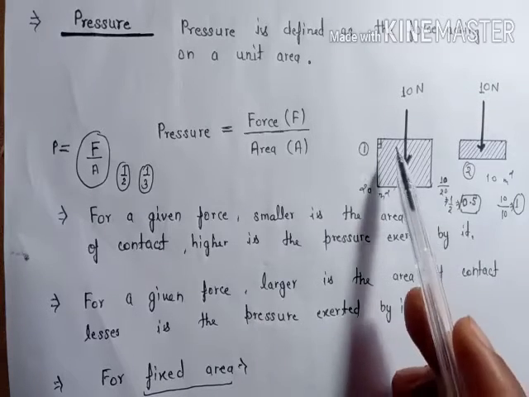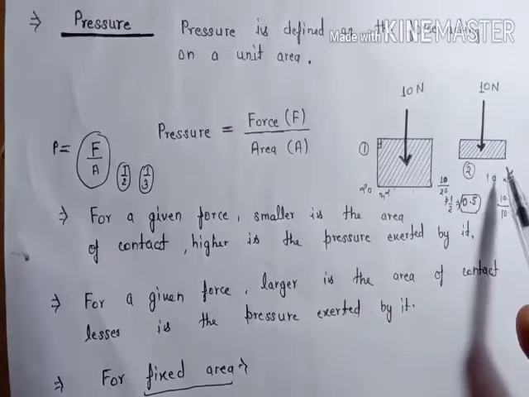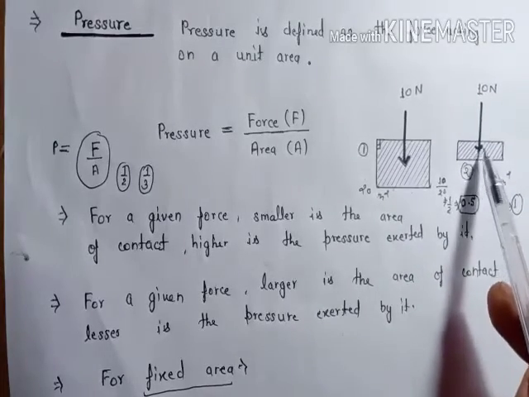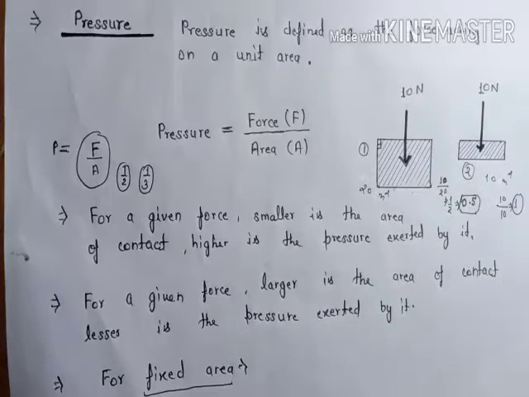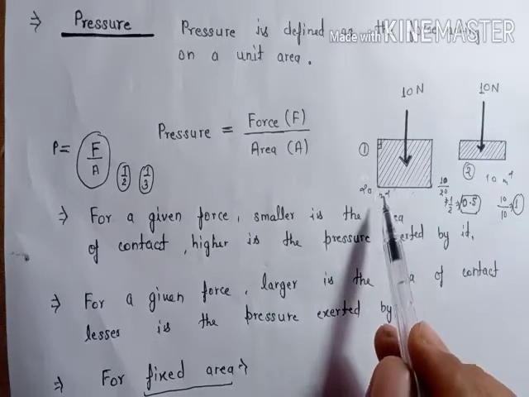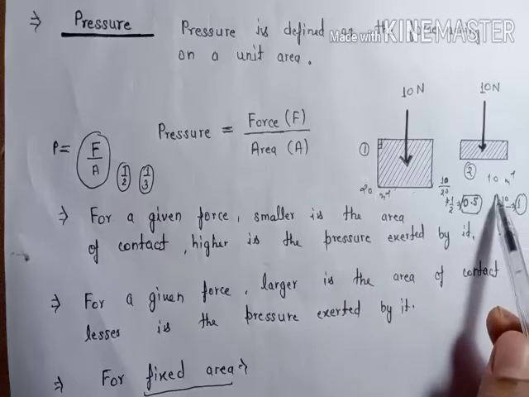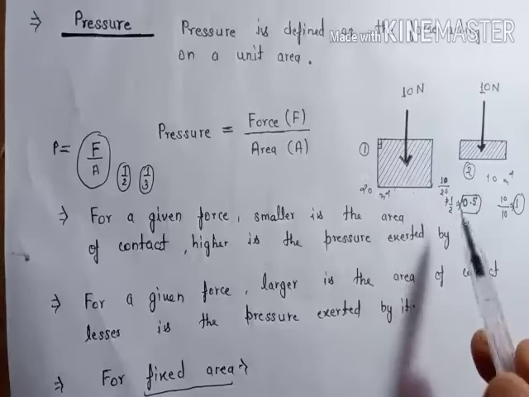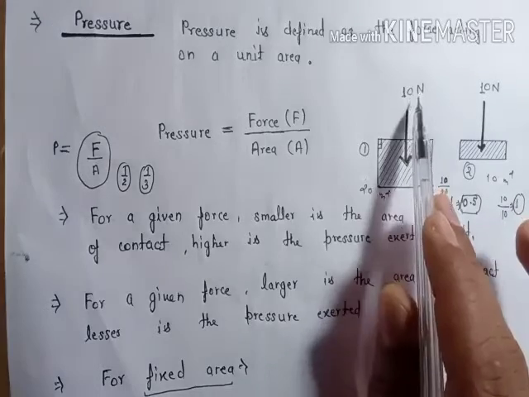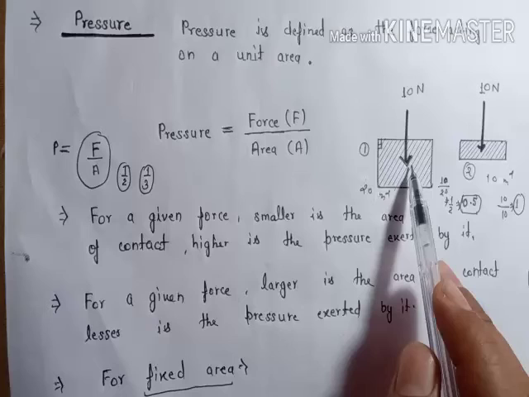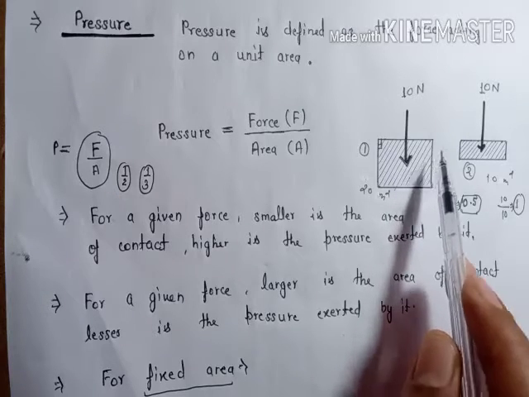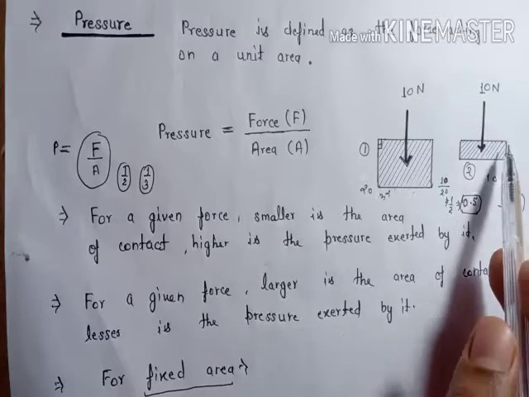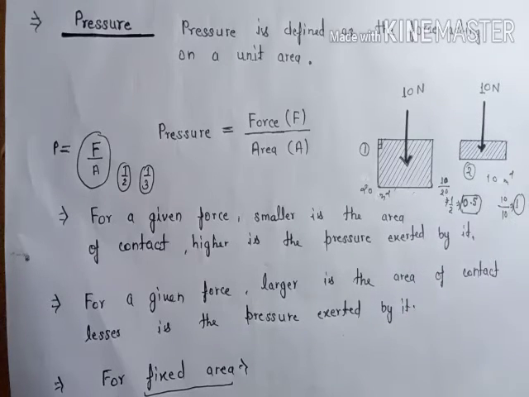You can see there are two blocks here, and on these two blocks a 10 Newton force is being applied. The areas of the blocks are 20 meter square and 10 meter square respectively. First it is 20 meter square and for the second it is 10 meter square. This 10 Newton force is distributed over this area, and the same 10 Newton force is distributed over this area.